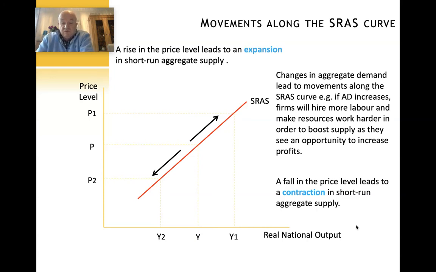Clearly, in this instance as well, if there are changes in aggregate demand, that is going to lead to movements along the SRAS curve. If AD increases, then firms will choose to hire more labour and make more resources work harder in order to boost supply.